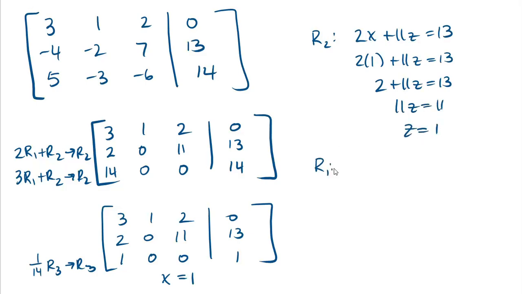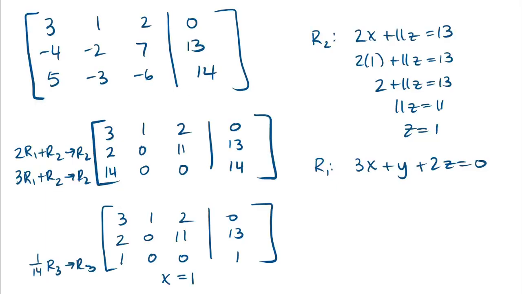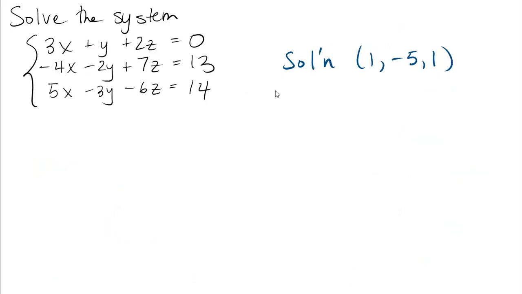Now I'm going to translate row 1. 3x plus y plus 2z equals 0, which is the original first equation. We haven't changed it at all. I know the value of x is 1. I don't know y. I know the value of z is 1. And so I get 3 plus y plus 2 equals 0. So y plus 5 equals 0. So y equals negative 5. And our solution is 1, negative 5, 1. We know that works in the first equation. I'll leave it to you to check to make sure it works in the last two.